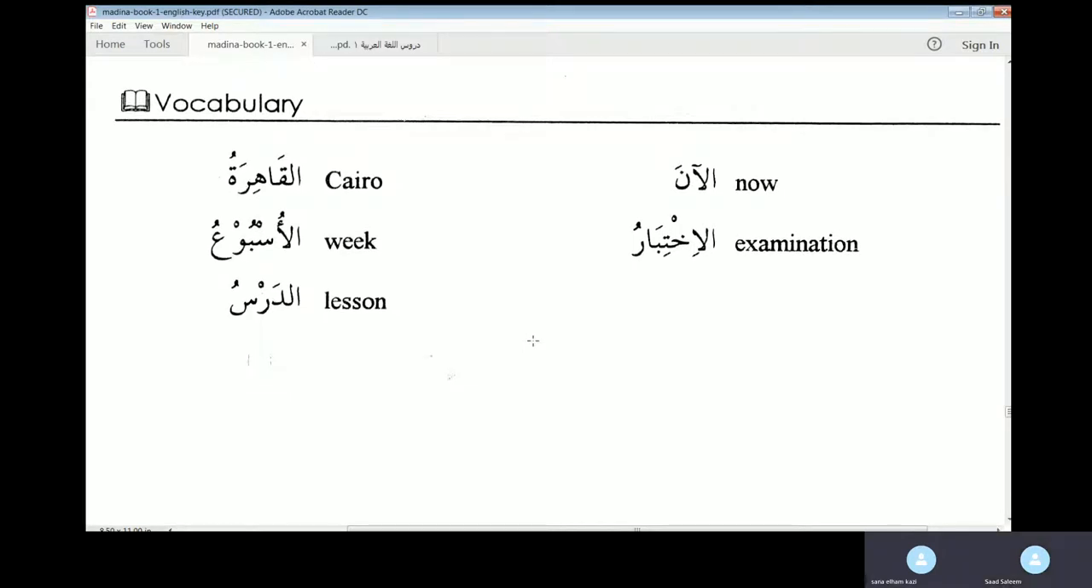So vocabulary: al-khahiru, al-khahiratu, Cairo; al-ana, now; al-usbu'u, week; al-ikhtibaru, examination; ad-darsu, lesson.